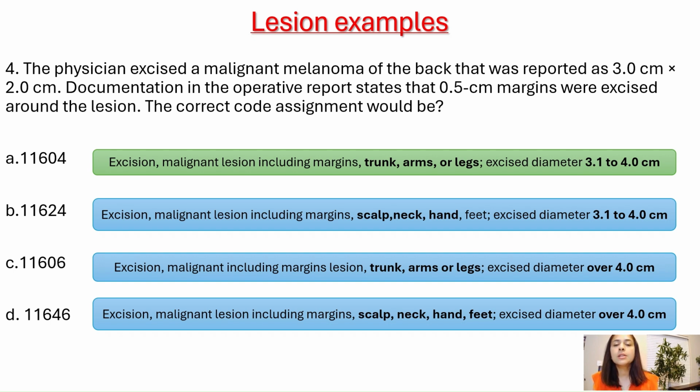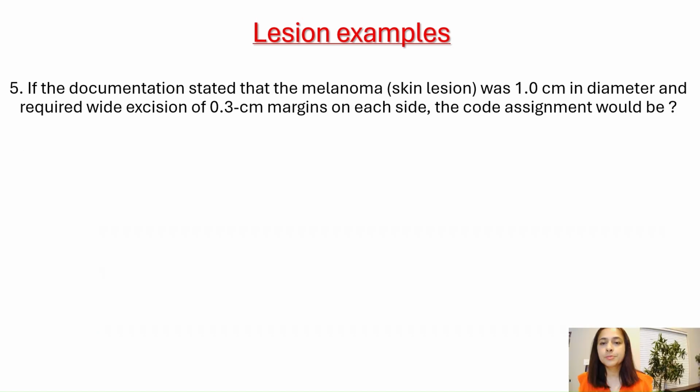Excision malignant lesion including margin, trunk, arms, or legs, excised diameter is 3.1 to 4 centimeter. Our answer was 4 centimeter. 3 plus 0.5 plus 0.5 was 4. So this is the correct answer.